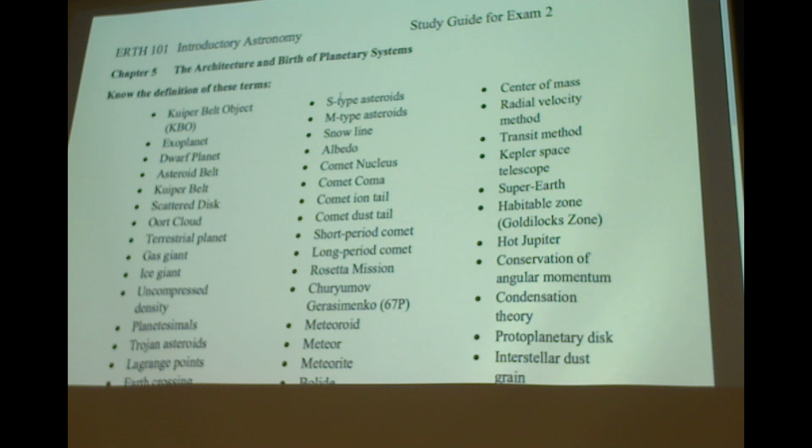Okay. So a Kuiper Belt object is found outside of the orbit of which planet? Neptune. Outside of Neptune. It's also called a trans-Neptunian object. Exoplanet. What's an exoplanet? A planetary body found around another star. A dwarf planet. What's a dwarf planet?